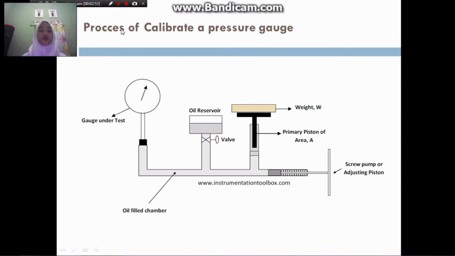Next, this is the process of calibrating a pressure gauge. This is the gauge under test. This is the oil filling chamber. This is the oil reservoir, valve, weight, primary piston area, and screw pump or adjusting piston. So put the oil in here and then stabilize between the oil reservoir and the weight. And then you can see the gauge under test and calculate the measurement.